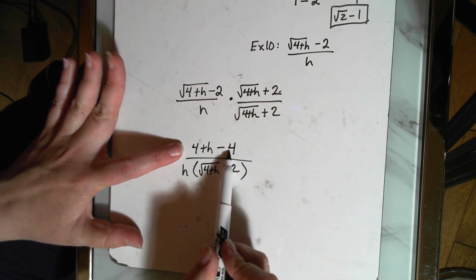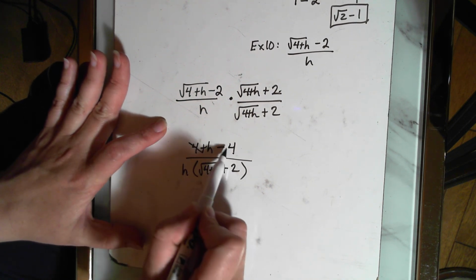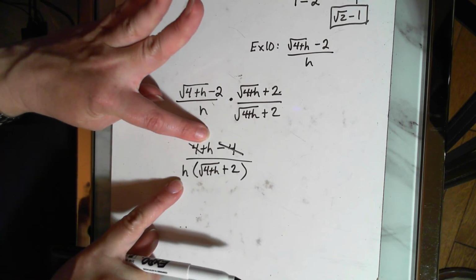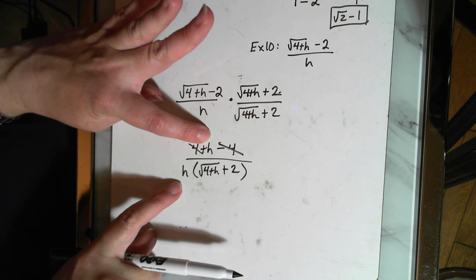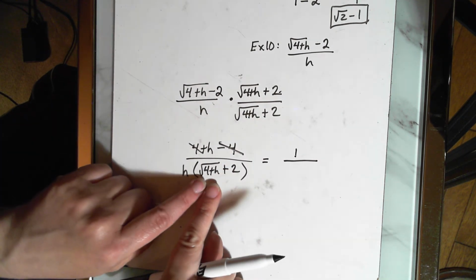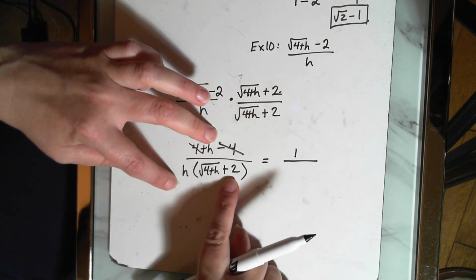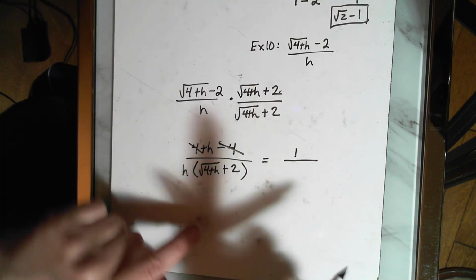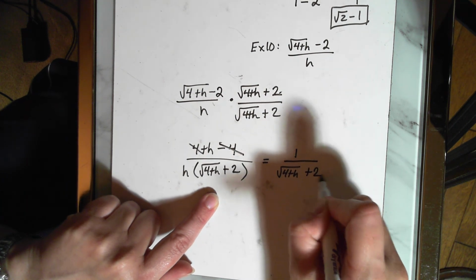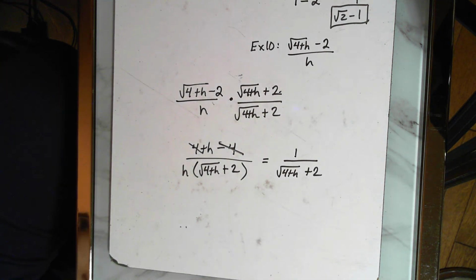Here I have 4 minus 4 is 0. So these 4's will cancel each other out. And guess what? H over h is just 1. So that's going to reduce as well. So my numerator is a 1, and in my denominator, I'm just left with this because the h is canceled and the 4 is canceled. So this is the square root of 4 plus h plus 2. And that's my final answer.